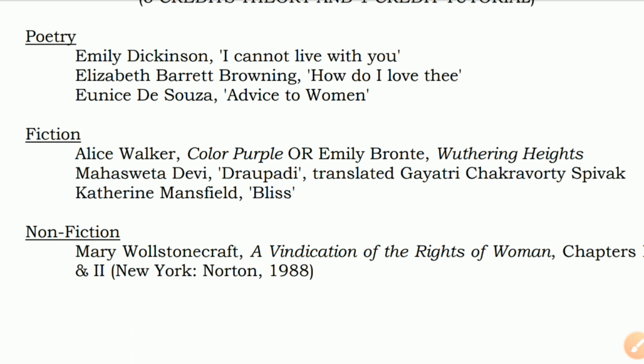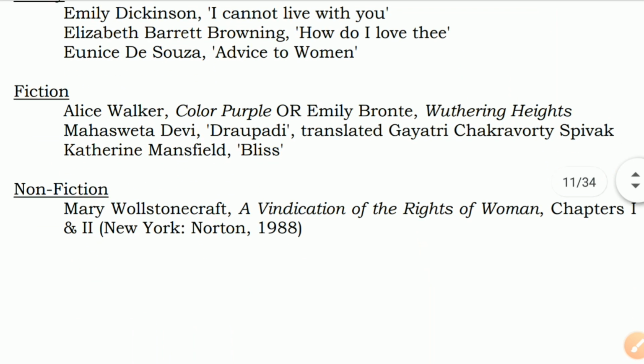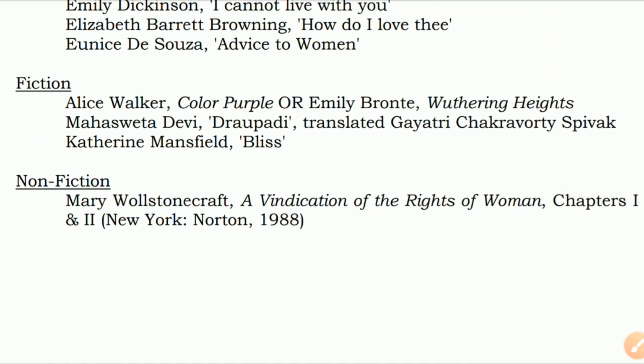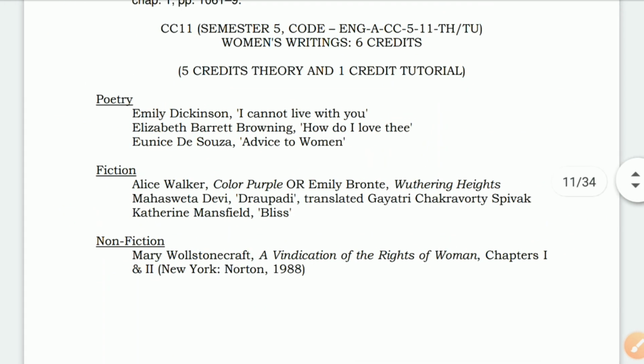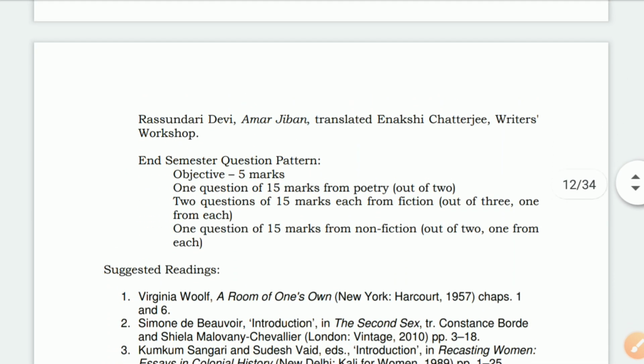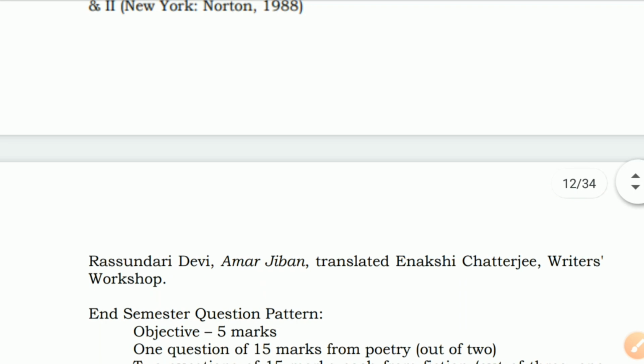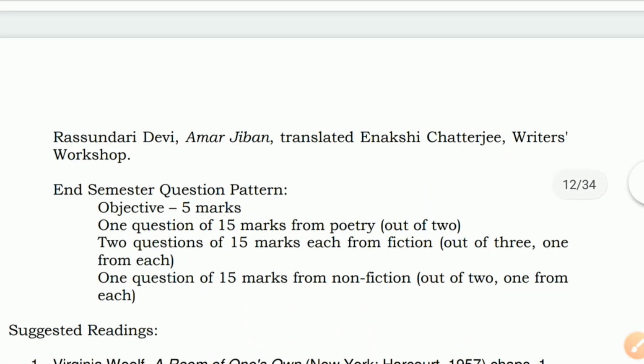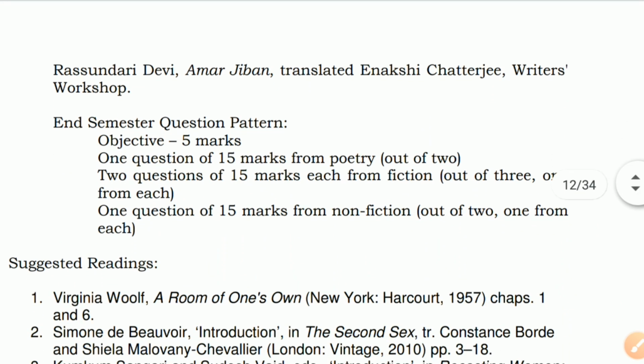Then Katherine Mansfield's Bliss. From the non-fiction section, you have Mary Wollstonecraft's A Vindication of the Rights of Woman, chapters 1 and 2, New York Norton edition, published in 1988. So this is from CC 11. So let's find the question pattern. Oh, there is one more text left in the non-fiction section, which is Rassundari Devi's Amar Jibon, translated by Enakshi Chatterjee, Writers Workshop.